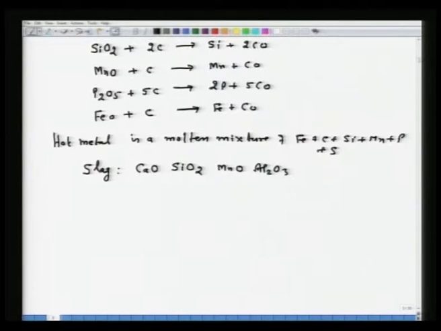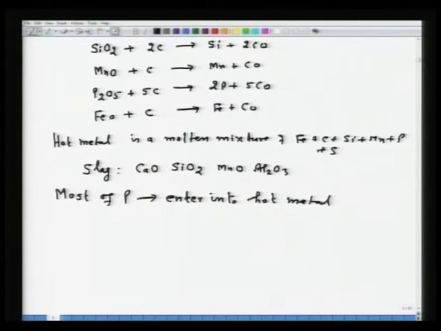Now, here some of the important points to note, that most of the phosphorus, in fact all phosphorus, enters into hot metal. This is because blast furnace iron making is under highly reducing condition. Therefore, all P2O5 of the ore gets reduced to phosphorus and all phosphorus enters into the hot metal.